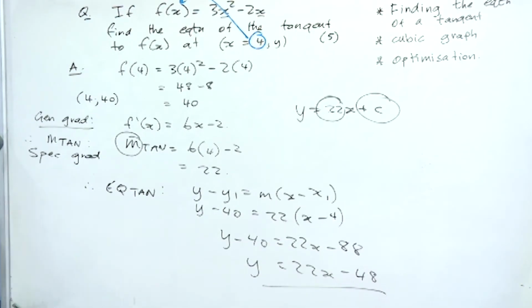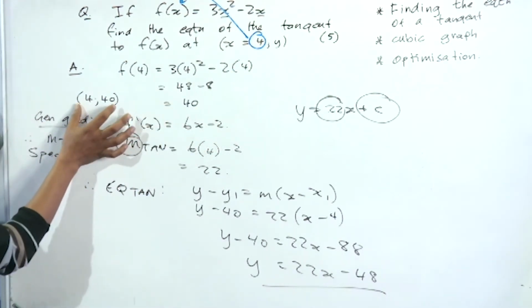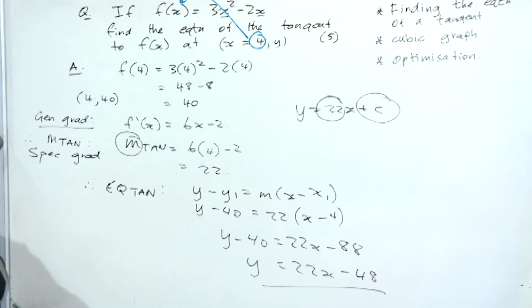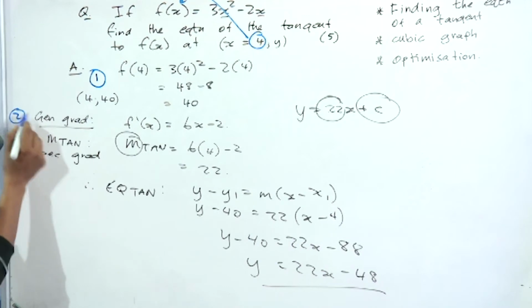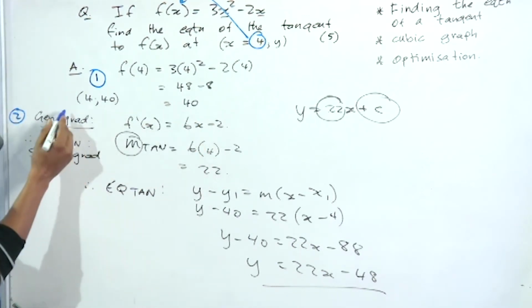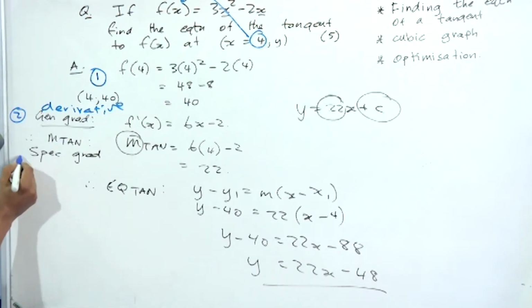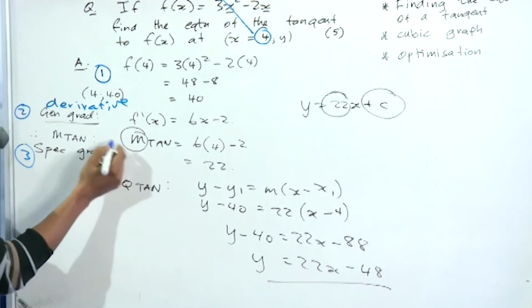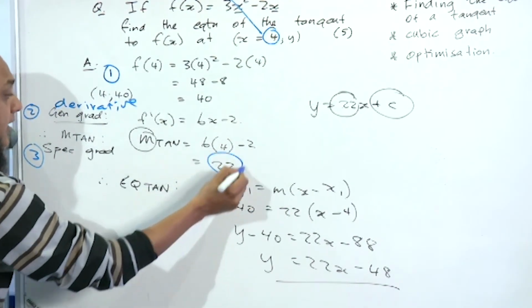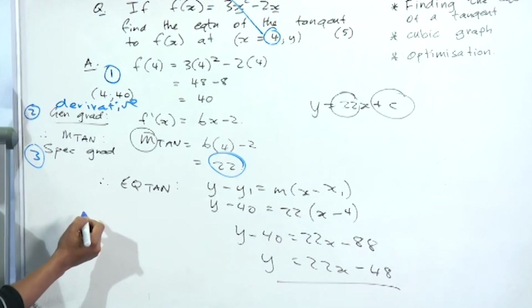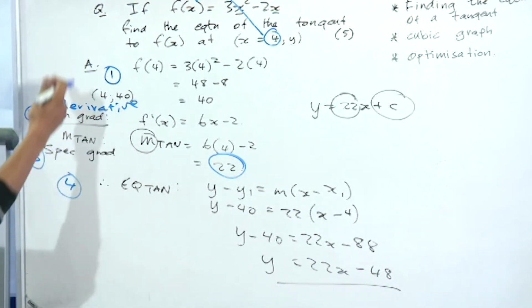Okay, so step number 1, we substituted x in here to get our corresponding y because we need x and y. Step number 2, the general gradient. How do we find general gradient? We use the derivative, yes. Number 3, we find the specific gradient. From the derivative, we substitute the x in there. We get the exact gradient of the tangent. Step number 4, we now go into the equation of the tangent. It's done in 4 steps.